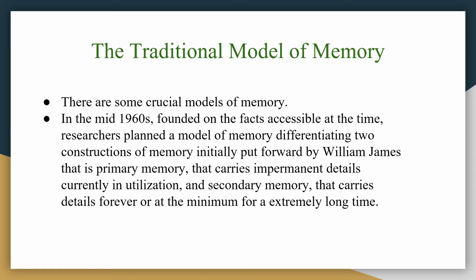The traditional model of memory. There are some crucial models of memory. In the mid-1960s, founded on the facts accessible at the time, researchers proposed a model of memory differentiating two structures of memory initially put forward by William James: primary memory, which carries impermanent details currently in use, and secondary memory, which carries details forever, or at the minimum for an extremely long time.